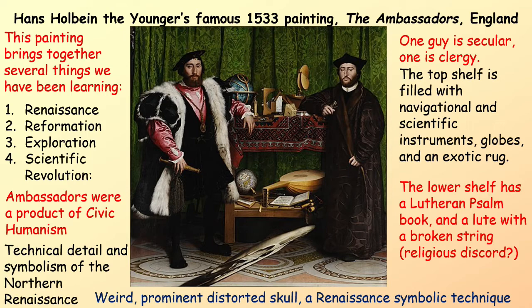One of these two guys is secular. One of these two guys is clergy. And you've got these two shelves. The top shelf is filled with all kinds of navigational and scientific instruments, and globes, and an exotic rug, because you got to do some traveling to find exotic rugs. But the lower shelf, it's got a Lutheran psalm book, and it's got a lute with a broken string.